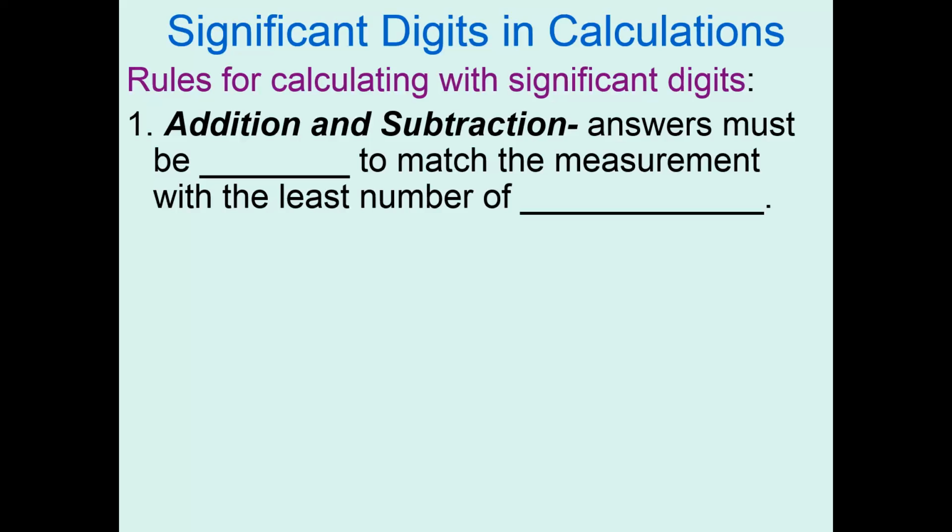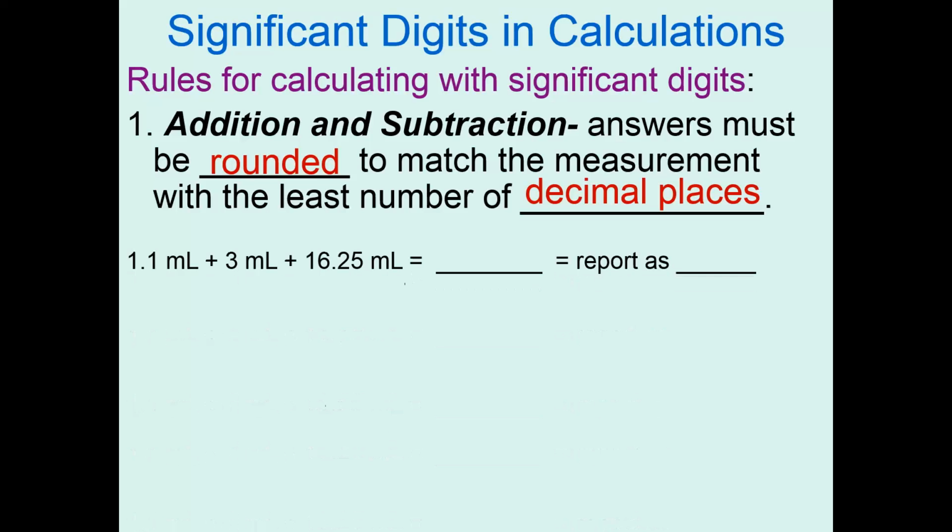So, rules for calculating with significant digits. Addition, subtraction. Answers must be rounded to match the measurement with the least number of decimal places. So if I had 1.1 milliliters and I added 3 milliliters and I added 16.25 milliliters, the first thing you do is you calculate it normally. 1.1 plus 3 is 4.1. 4.1 added to 16.25 is going to give me 20.35. Okay? Line up your decimal places. Make sure you add correctly.